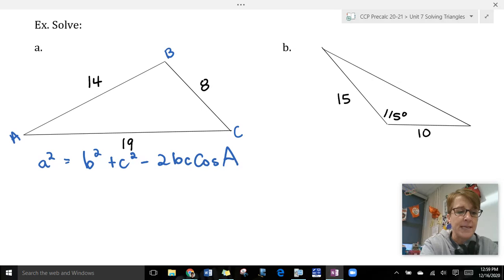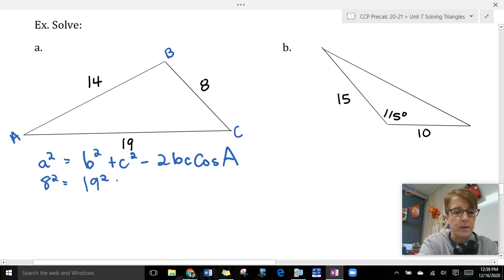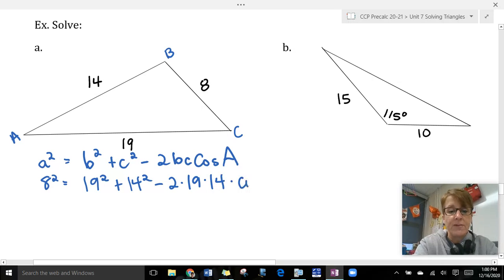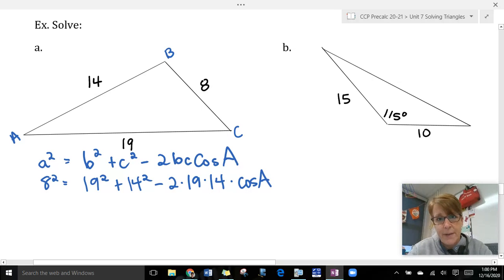So now let's go ahead and put numbers in. A I know is 8, so that would be 8 squared equals. B is 19, so 19 squared plus C, which is 14, 14 squared minus 2 times those same two numbers, 19, 14, and then I've got the cosine of A, because I don't know A, so I'm leaving my A. Okay, solving for cosine of A, that's what I want to get by itself.